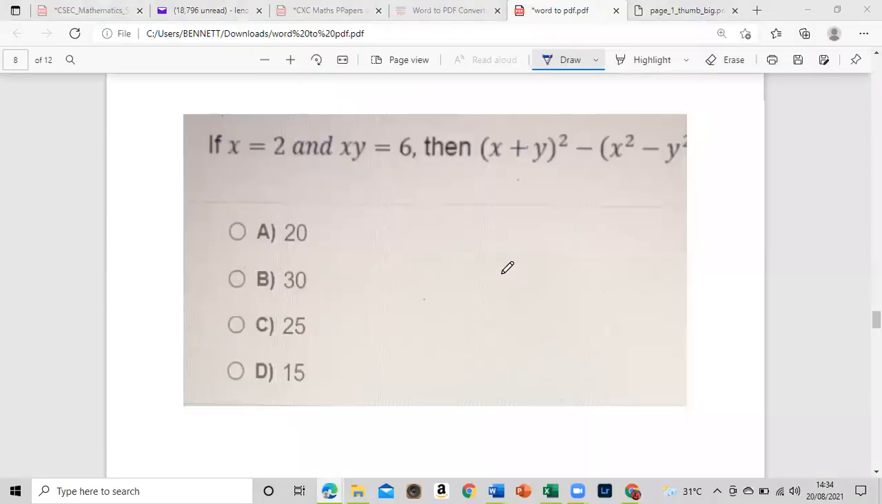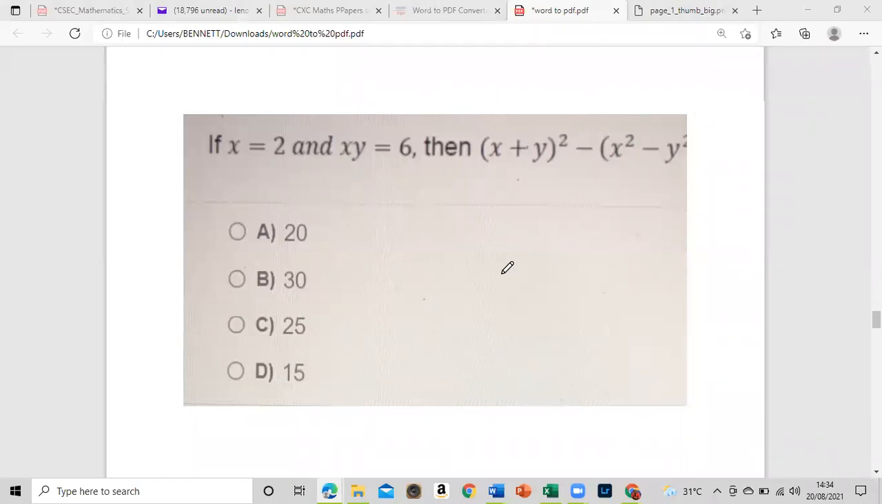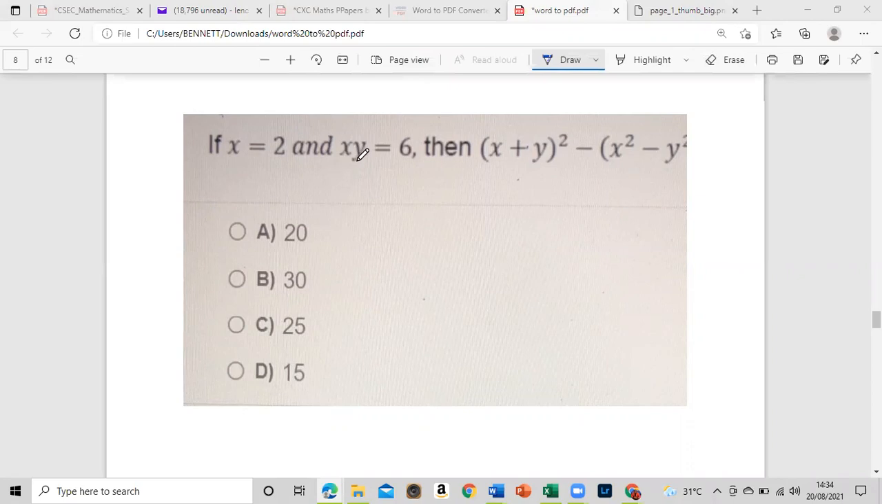All right. So this one says if x is equal to 2 and xy is equal to 6, then x plus y squared minus x squared minus y squared is. All right. Let us see what we have going on here. So given x to be 2 and then x times y, what times 2 gives us 6? So that means naturally x is 2 and y is 3. Simple as that.